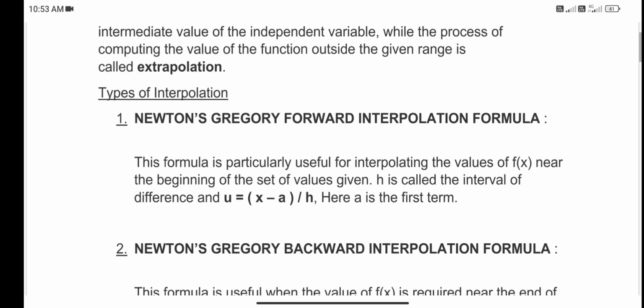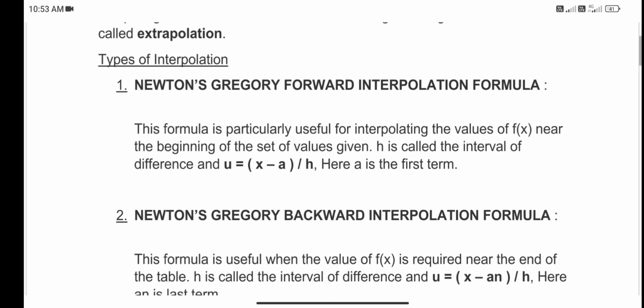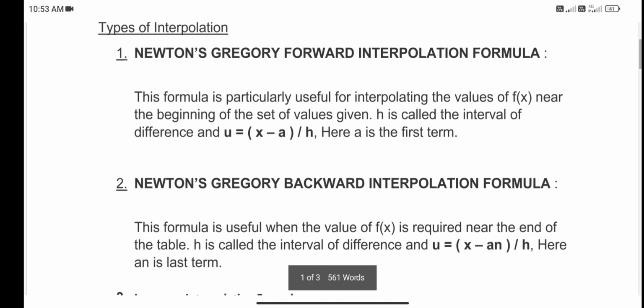Here are the types of interpolation. First one is Newton's Gregory forward interpolation formula. This formula is particularly useful for interpolating the values of f(x) near the beginning of the set of values given. h is called the interval of difference and u equals (x minus a) upon h. Here a is the first term.